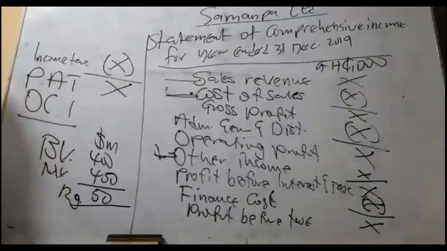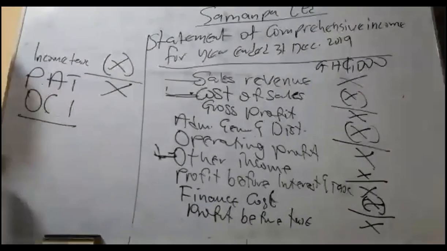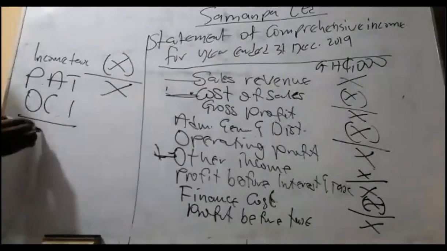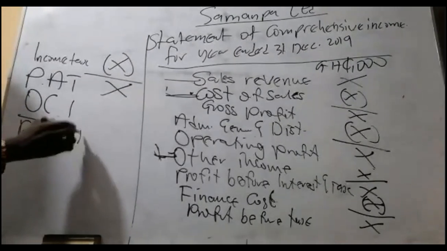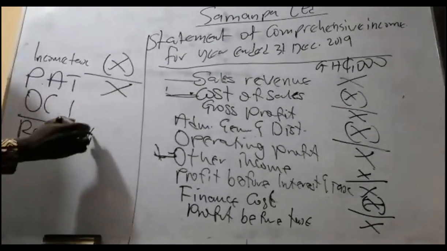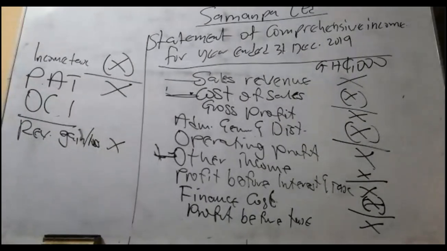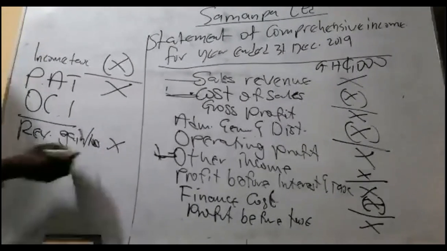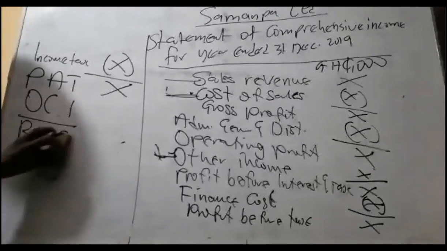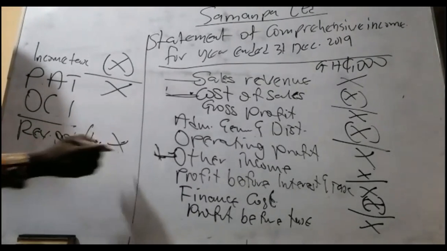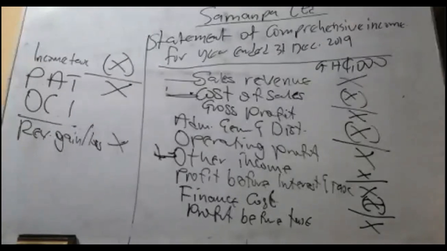So examples of OCI are, one, revaluation gain, or revaluation surplus. So revaluation gain or loss, because sometimes it's a reversal. You know that loss is supposed to be in the profit and loss. All revaluation loss must be what? Reflected in the profit and loss. This loss over here, I'm referring to the reversal. So revaluation gain or loss. So basically, that is it.